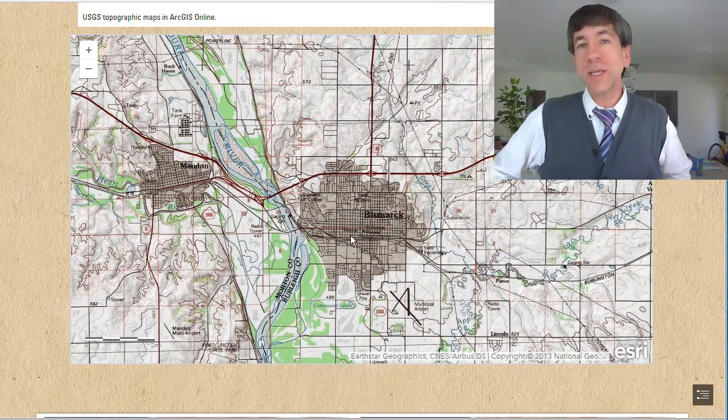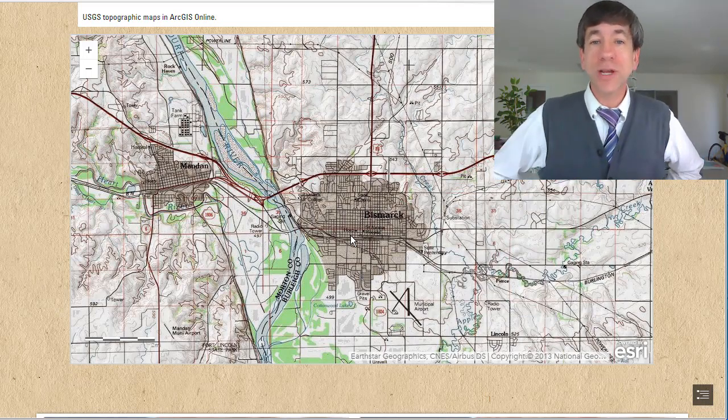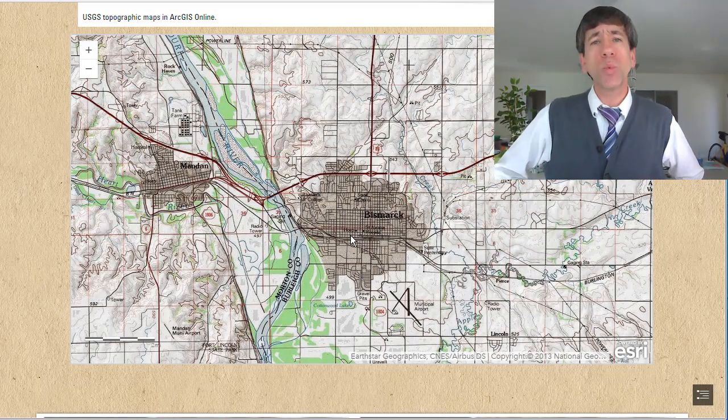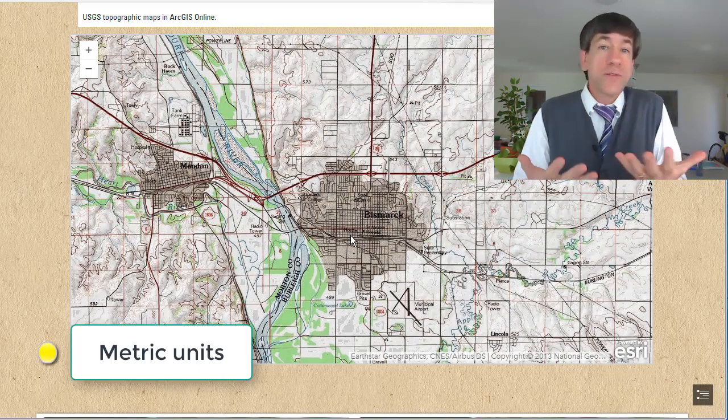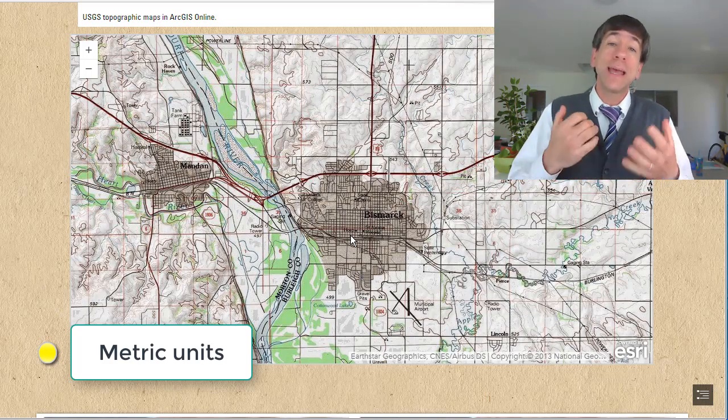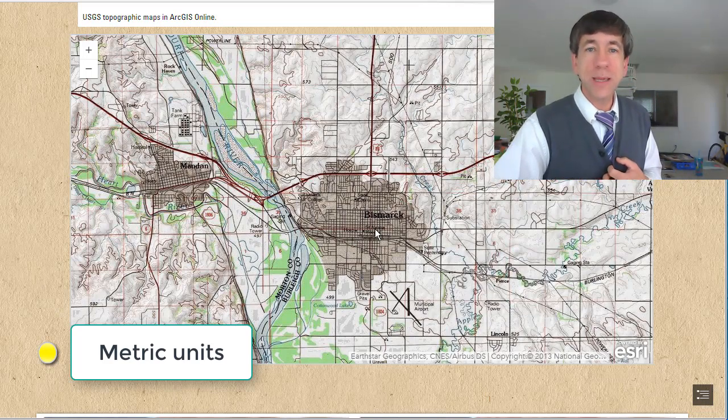You can also use the USGS Historical Topographic Map Viewer to look at changes over time, but that's a separate video that I encourage you to watch. The 1 to 100,000 scale maps made in the 1980s are in metric units. So the elevations are different from the 1 to 250,000 scale and the 1 to 24,000 scale. So it's something to keep in mind.